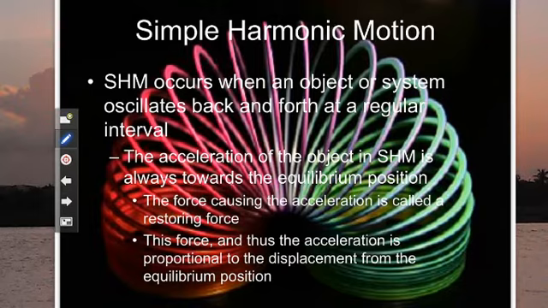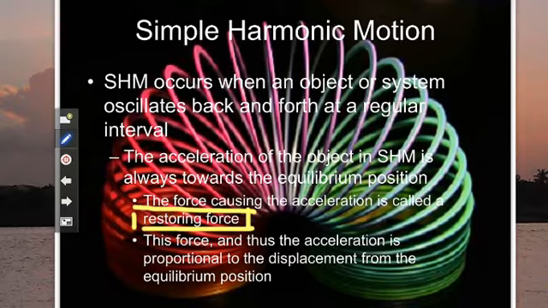Now you're saying, well, if the acceleration is in the direction of the equilibrium position, that means the net force must also be in that direction. Bingo. This is what we call the restoring force. The restoring force, again, isn't a new force. It's kind of like centripetal force. It's not a new force. It's simply an application of all of the forces that we've already been talking about.